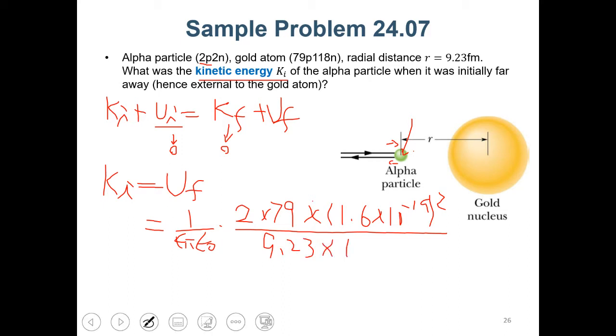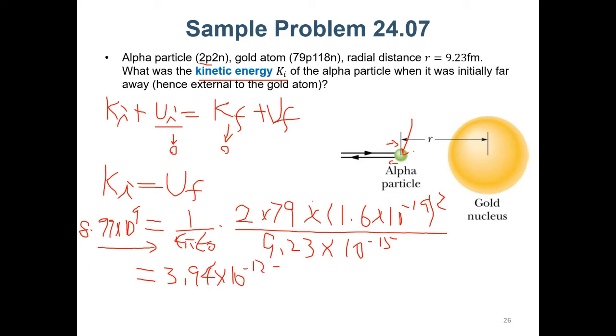So 9.23 times 10 to the minus 15. And actually this one is 8.99 times 10 to the 9. So it would be 3.94 times 10 to the minus 12 joules.